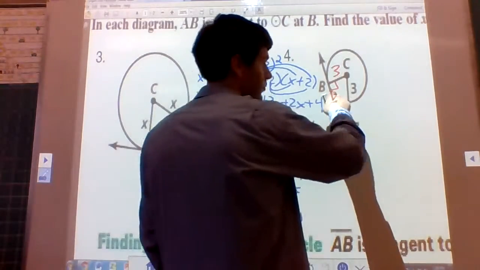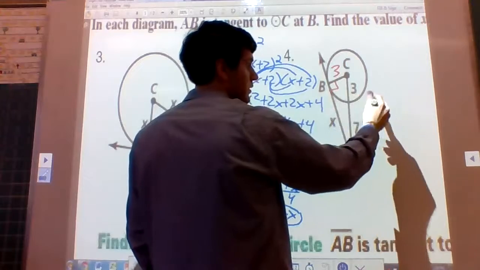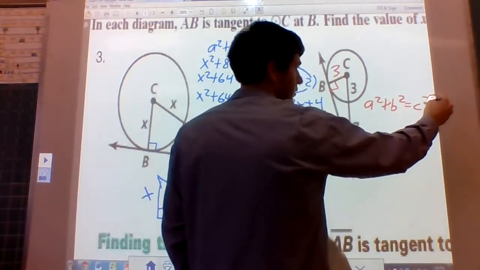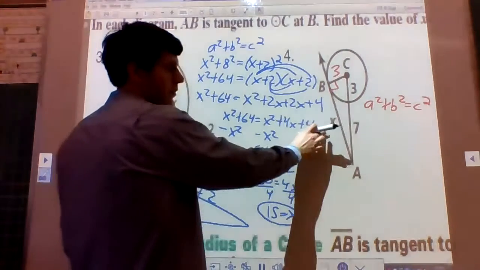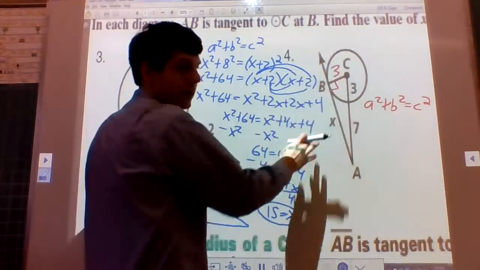So again, we have a right angle because it's a tangent line and a radius. So we have a right triangle. So we can use a squared plus b squared equals c squared. The legs of our triangle are going to be, again, the legs are adjacent to the right angle. So that's going to be x and 3 and x.